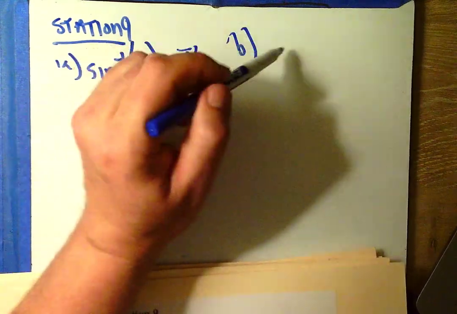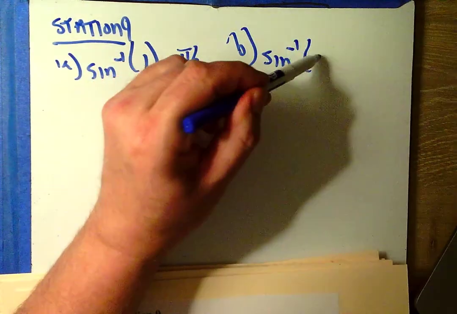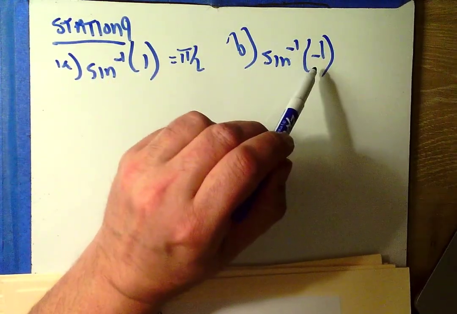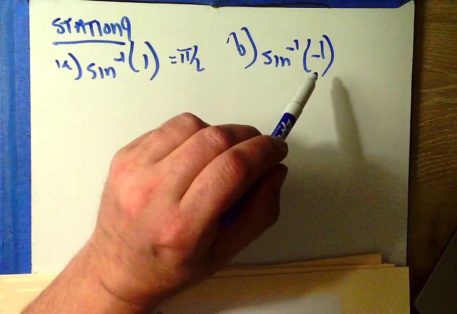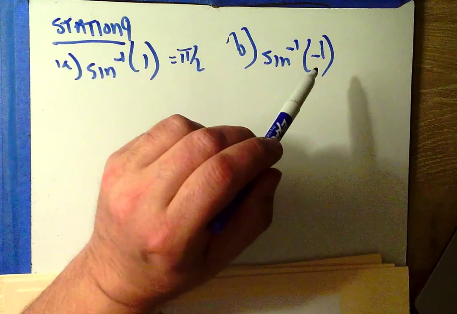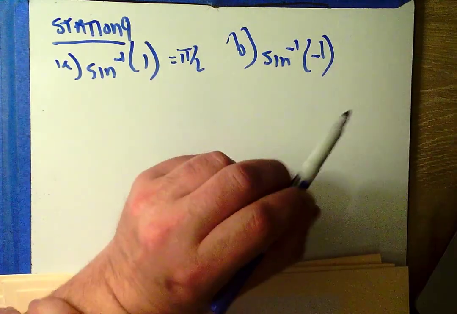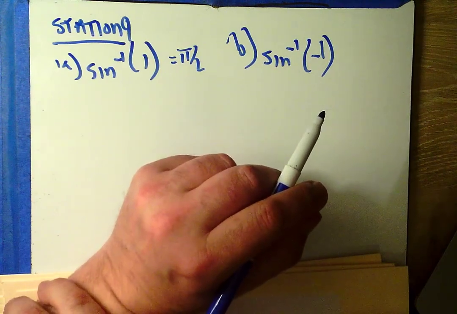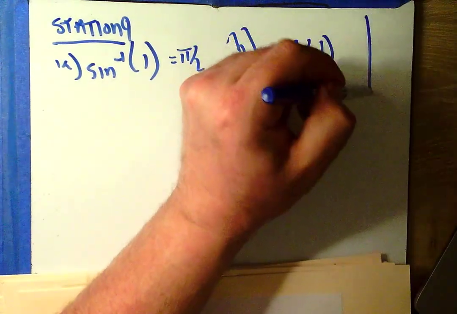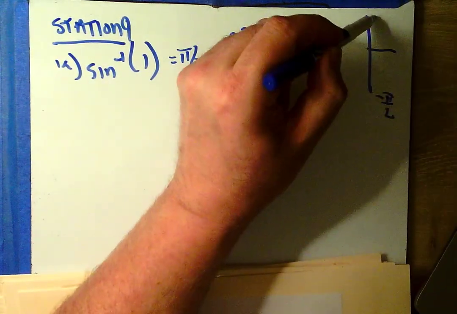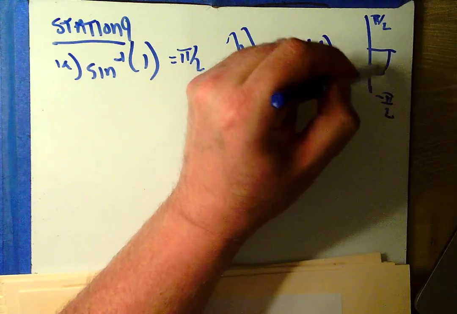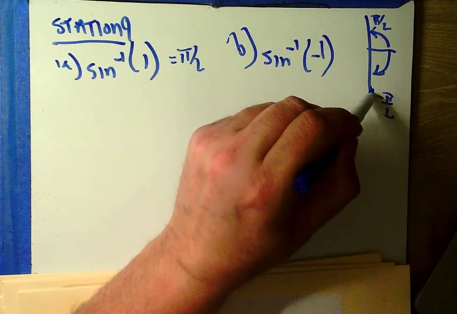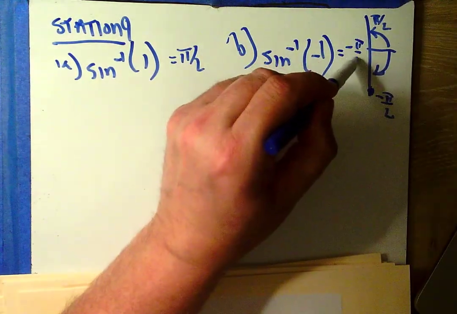B, sine inverse negative 1. Again, what angle within the restriction of sine has an upness of negative 1? Now, many students who aren't paying enough attention write 3 pi over 2, because on the unit circle, they know the upness or y value is negative 1 at 3 pi over 2. But 3 pi over 2 isn't within the restriction of inverse sine. Inverse sine goes from negative pi over 2 to positive pi over 2. So all our answers have to be within this. Where is the upness negative 1 here? Right here at negative pi over 2.